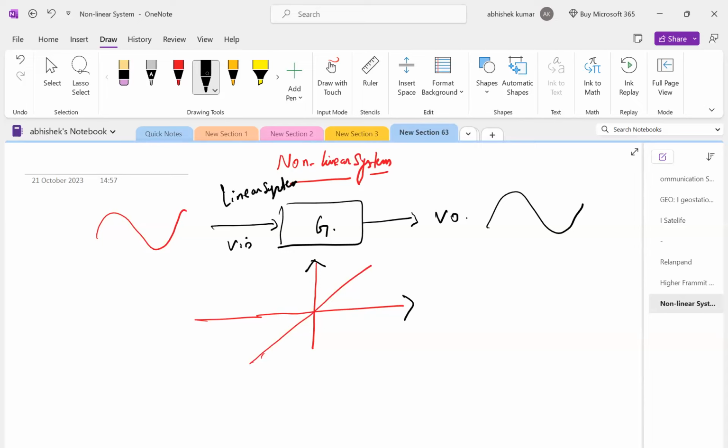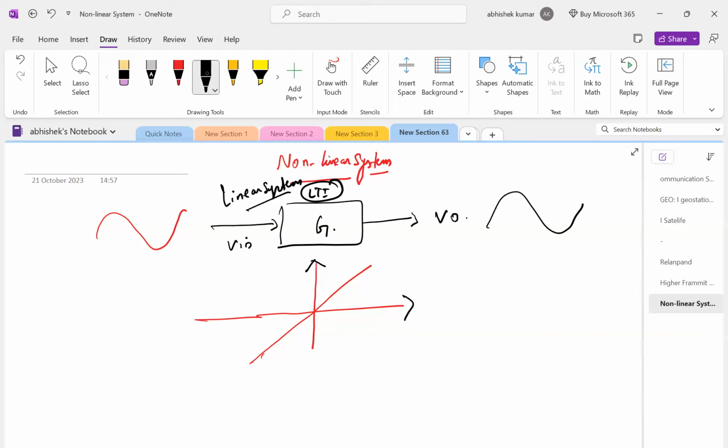A linear time invariant system also does not change with time. Our devices should be as linear in nature as possible, but practically that does not happen. Our system is not always linear. So that is why we are studying non-linear systems and trying to reduce the non-linearity as much as possible.